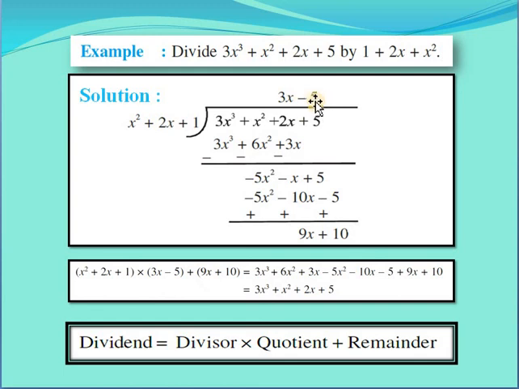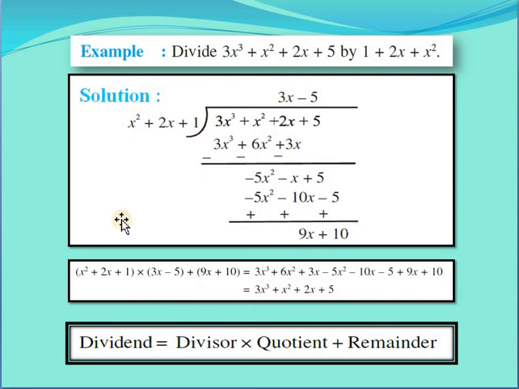So that will be written here. Minus 5 into x square, minus 5x square. Minus 5 into 2x, minus 10x. Minus 5 into 1, minus 5. Then subtract. Minus 5x square minus minus 5x square is 0. Minus x minus minus 10x is minus x plus 10x, that is 9x. 5 minus minus 5 is 5 plus 5, 10. So you get the remainder 9x plus 10, the divisor x square plus 2x plus 1, and the quotient 3x minus 5. Remember, the degree of the remainder is always less than the degree of the divisor.